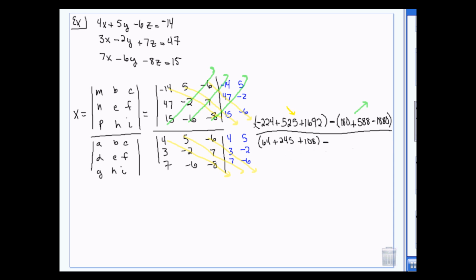Minus, green going up. So 7 times 2 times 6, which is 84. Negative, this one's going to be negative because there's only one negative. So I've got 6 times 7 times 4. So that's negative 168. And then this one also will be negative. So 8 times 3 times 5. Minus 120.